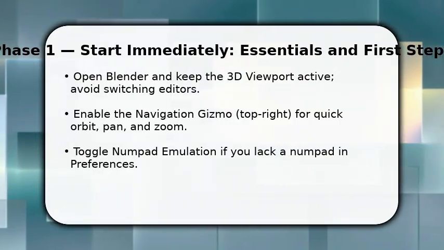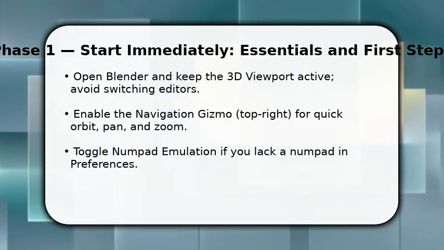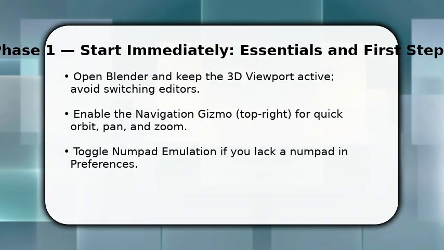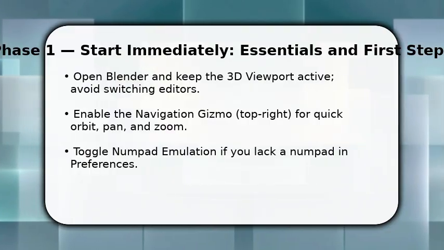Press 1 for front, 3 for right, 7 for top. These keys instantly change your view and set the frame for further adjustments. Now you refine how you move.